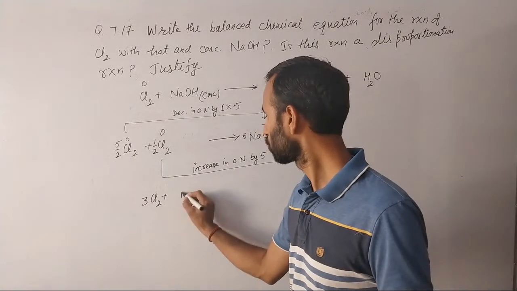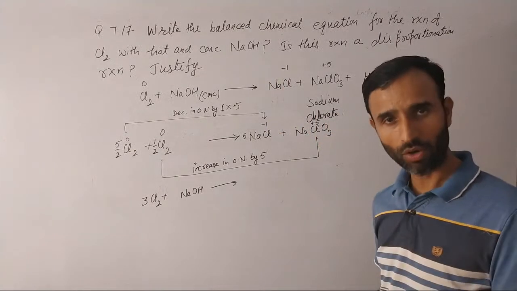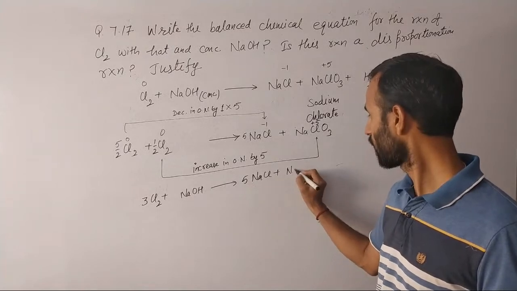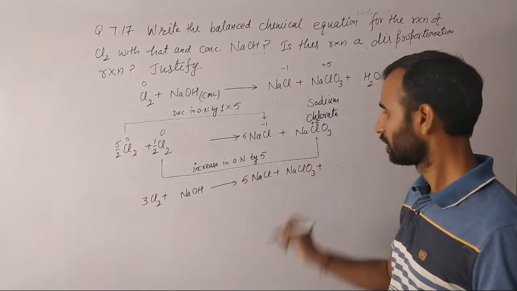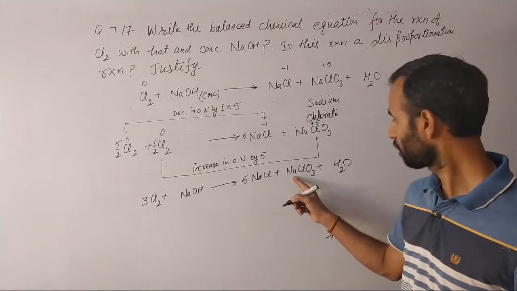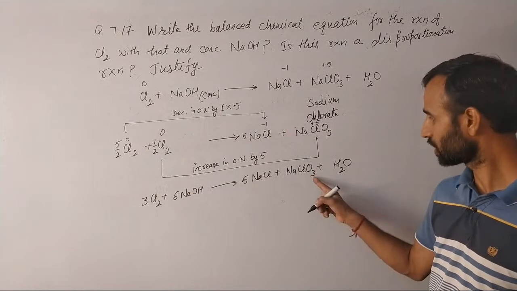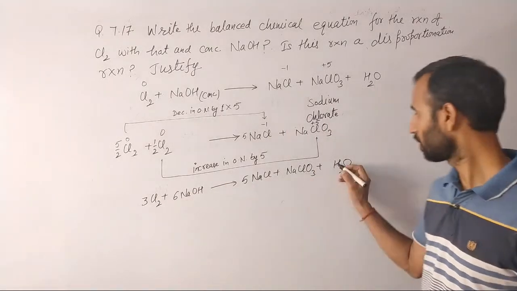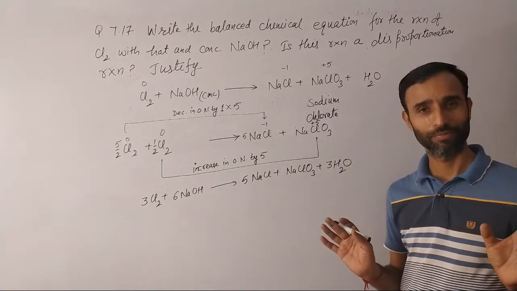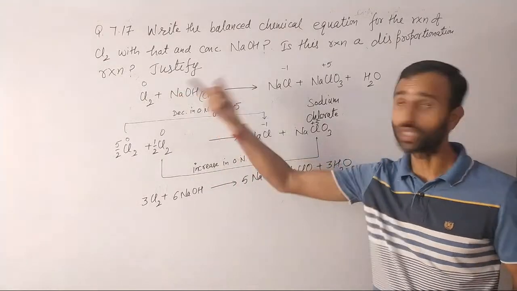Sodium hydroxide has no role to play, so it is just to balance sodium, oxygen and hydrogens. So 5 NaCl and 1 NaClO3, so it becomes 5 plus 1, 6 NaOH, and 3 oxygens are utilized here, 6 hydrogen, 3 oxygen, so 3H2O. So in this way we can balance it. We have balanced it simply by using sodium hydroxide, because it is given to us.